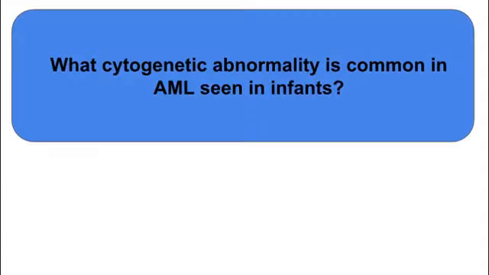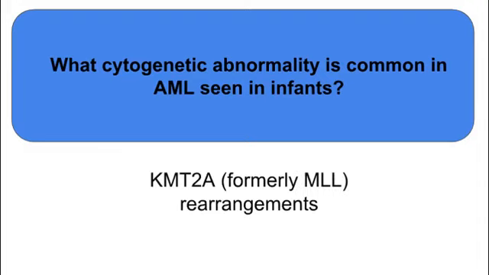What cytogenetic abnormality is common in AML seen in infants? KMT2A, which was formerly known as MLL, rearrangements. KMT2A is located on the long arm of chromosome 11. Translocation 4;11 is the most common translocation in infants.